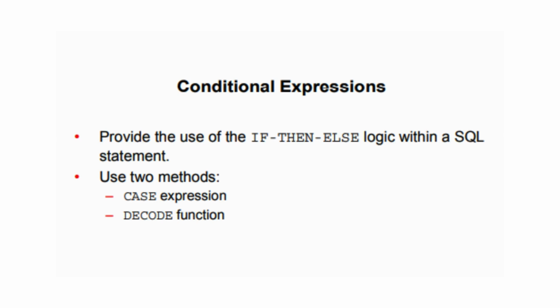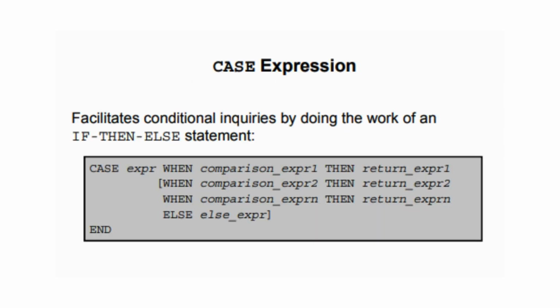The two methods that are used to implement conditional processing, if-then-else logic, in a SQL statement are the CASE expression and the DECODE function. CASE expressions allow you to use the if-then-else logic in SQL statements without having to invoke procedures. In a simple CASE expression, the Oracle server searches for the first WHEN...THEN pair for which expr is equal to comparison_expr and returns return_expr.